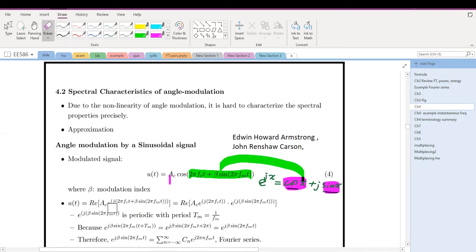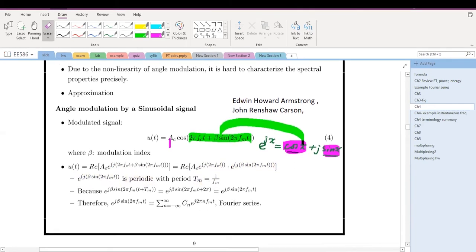So now we break this complex exponential up. So this is a plus. This has Ac here, e to the power j 2 pi fc t, that's the first term. The second term, e to the power j beta sine, that's the second term. This term is related to the carrier, and this term is related to the message. In this term, e to the power j beta sine 2 pi fm t is periodic. What's the period? The period is 1 over fm.